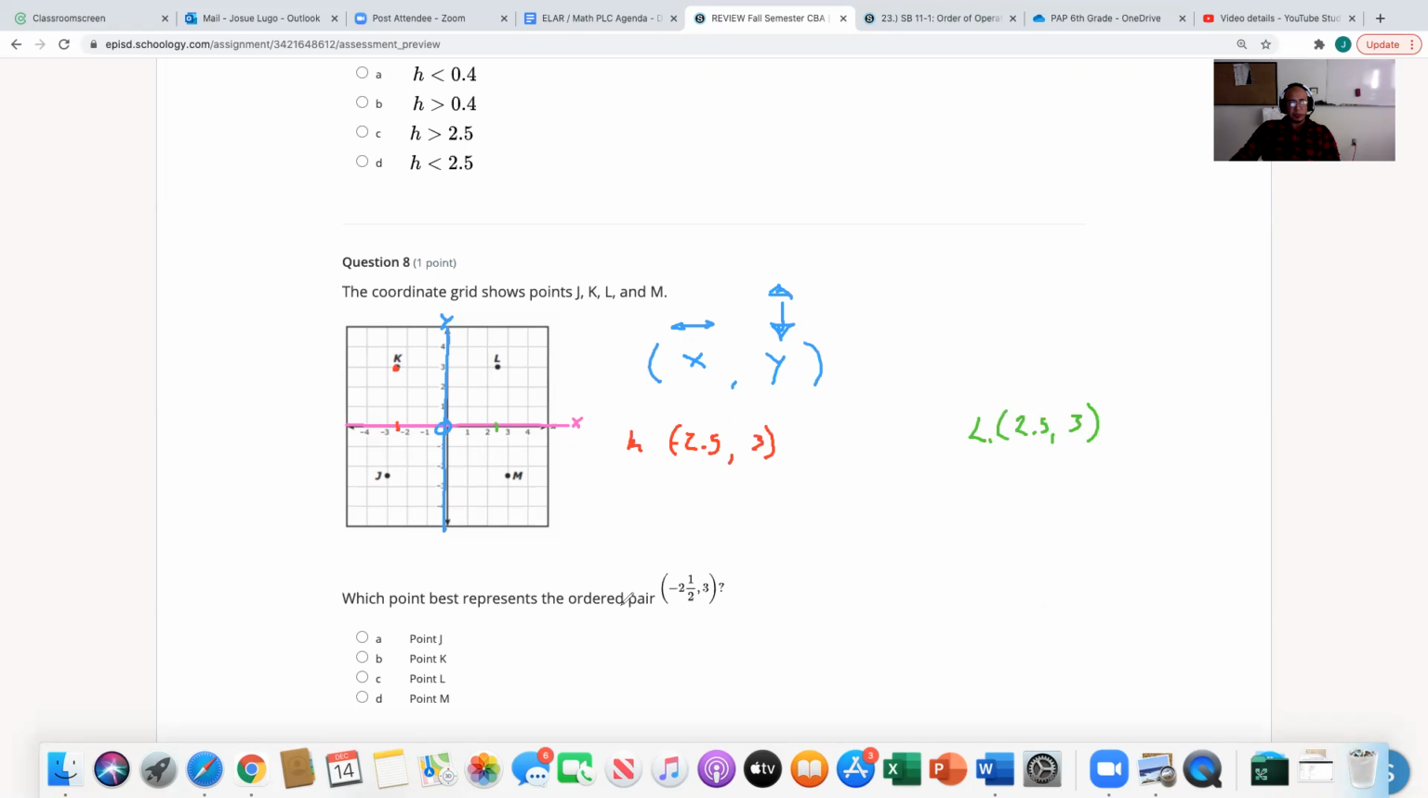So which point best represents the ordered pair -2.5, 3? Well, we already have it right here. That would be K, which is B. All right. So hopefully that's just a review. I'm not going to spend too much time on that.